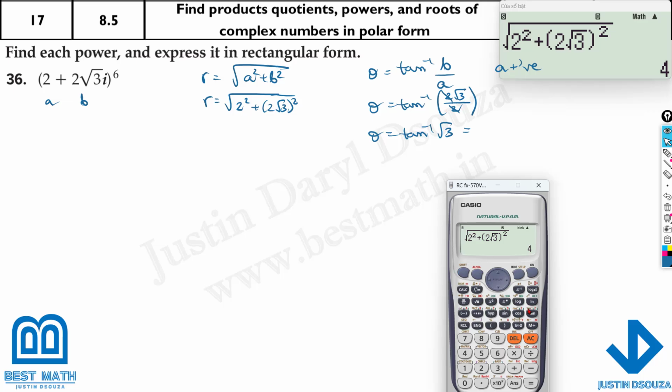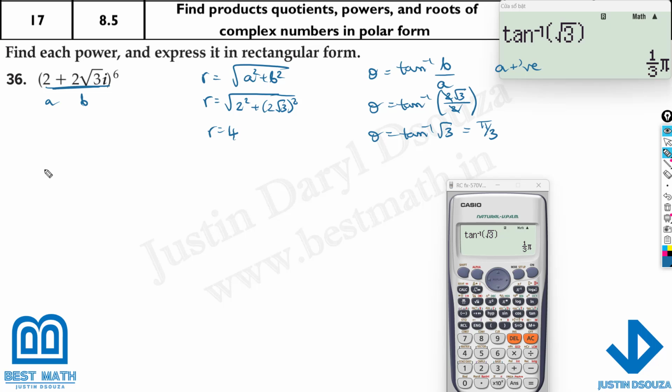What about this? It's tan inverse, that is shift and tan inverse of square root 3. Close the bracket. It'll be 60 degrees, but we need everything in terms of pi. Just stick to radians. Yes, you can use degrees, but just stick to radians. Shift and convert, that gives you pi by 3, or 1/3 of pi. So r is equal to 4, and this is pi by 3. So now what is the polar form of this given question? Instead of writing whatever is inside, I'm going to write r times cosine theta plus i sine theta. That will be equal to 4 times cosine pi by 3 plus i, that is the imaginary part, sine pi by 3.